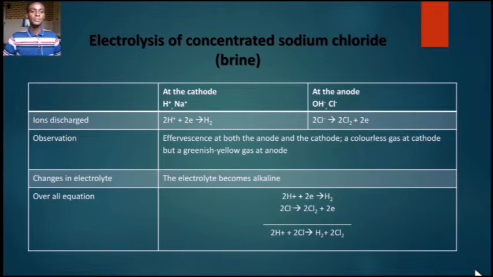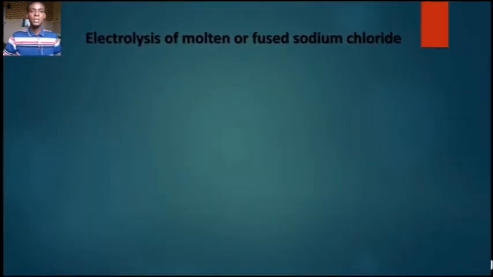Going to the next one. Electrolysis of molten or fused sodium chloride. Now what this means is just liquid sodium chloride. When you have liquid sodium chloride, it's called molten or fused sodium chloride. In the first case, we have dilute sodium chloride. In the second case, we have concentrated sodium chloride, which is also called the brine. In this case, we have sodium chloride on its own. In other words, you have just sodium chloride. Just imagine melting sodium chloride at a very high temperature to give you liquid, going from solid to liquid. That is what we call molten sodium chloride.